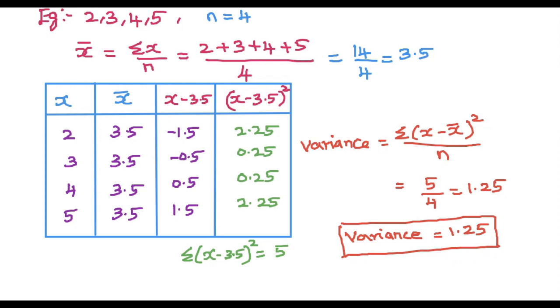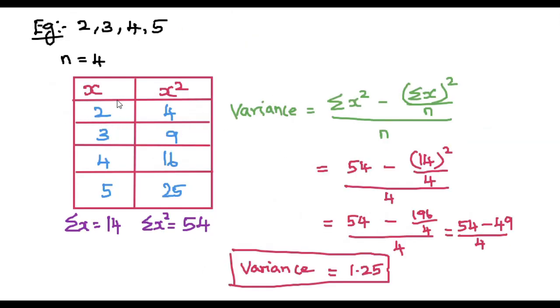We can find this by an alternate method also. In this, we just need x and x square and their sums, and we have to plug these values into the formula. So x square sum is 54 and x sum is 14. 14 the whole square is 196, and divided by 4 is 49. Then we have to subtract it. 54 minus 49 is 5, and 5 divided by 4 equals 1.25.